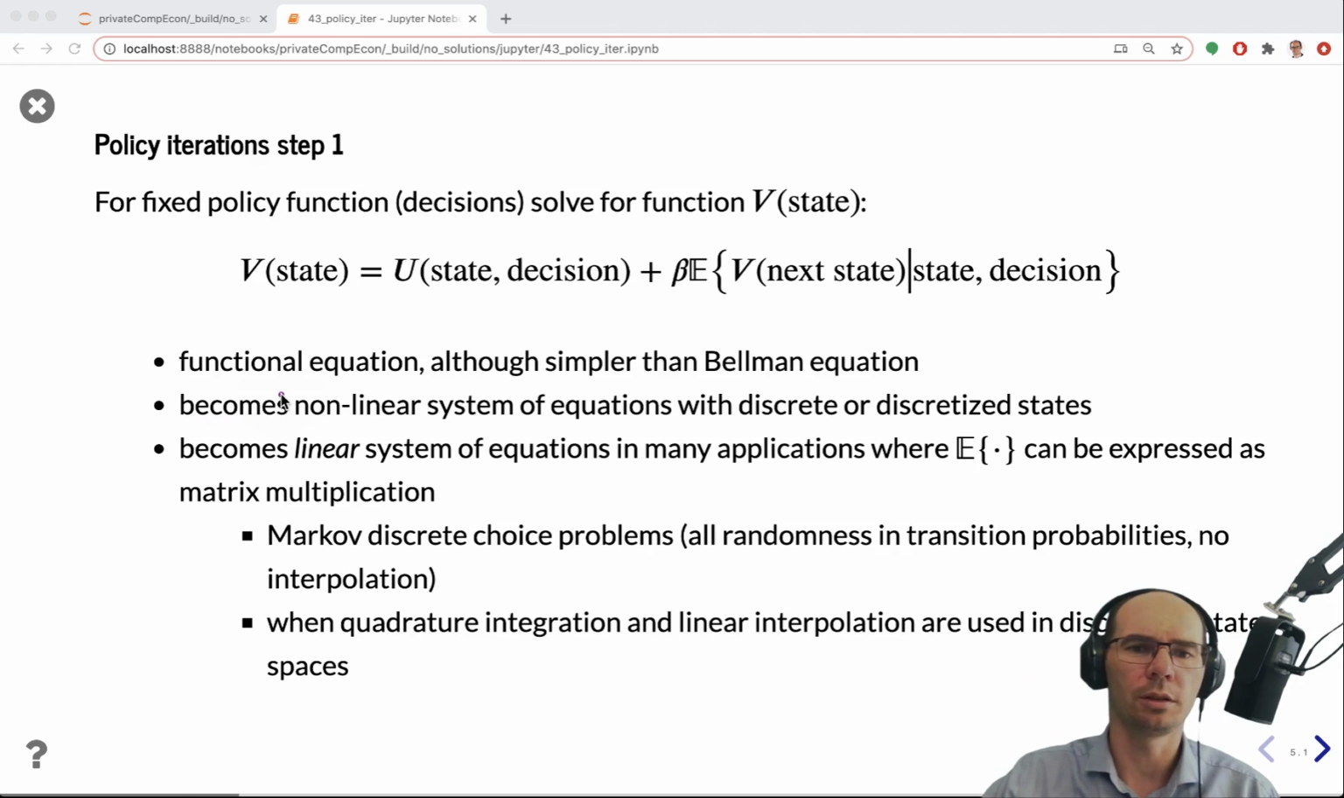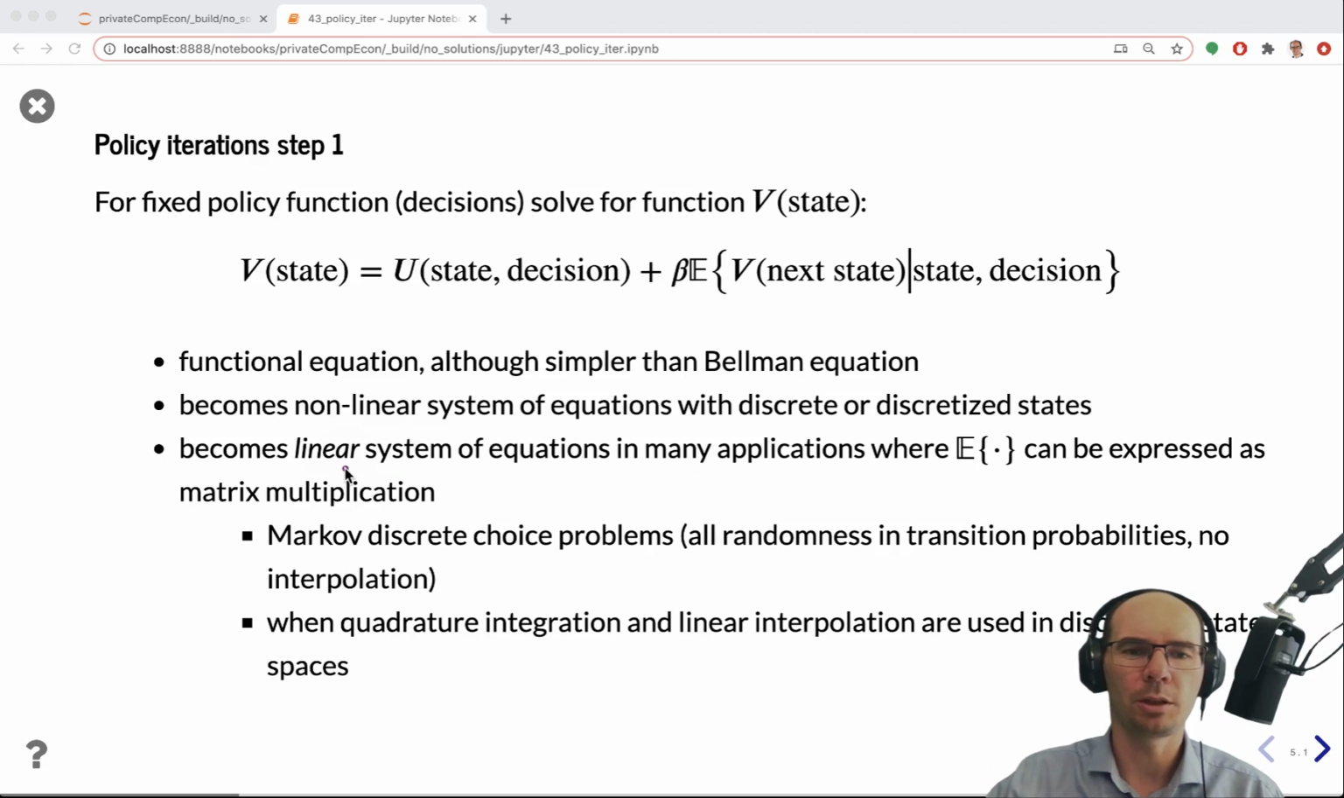So in general, this is a functional equation, right? So it's a complicated thing. But if we discretize the states, or we have discrete states, then again, in the general case, this is essentially a nonlinear system of equations. If the states are discretized, then these values are defined at some points, and then this is a vector and this is a vector. There is some relationship between these many variables, but still we can say that this is just a system of nonlinear equations.